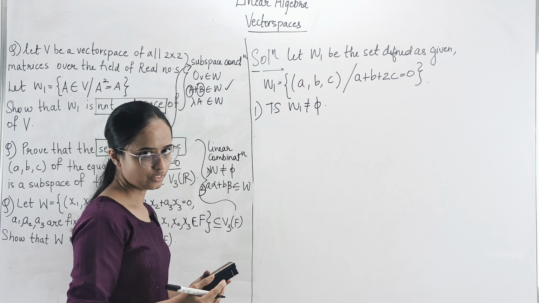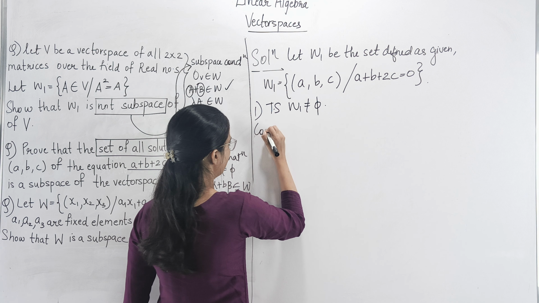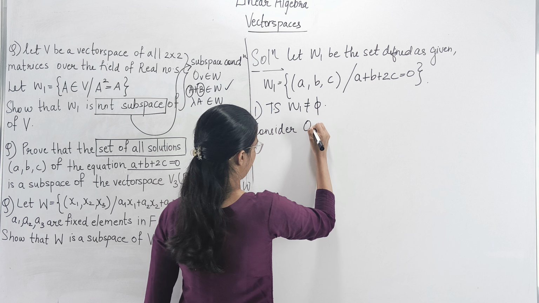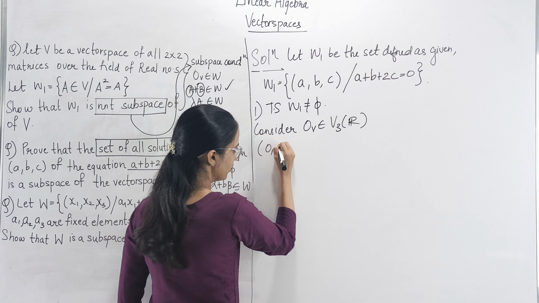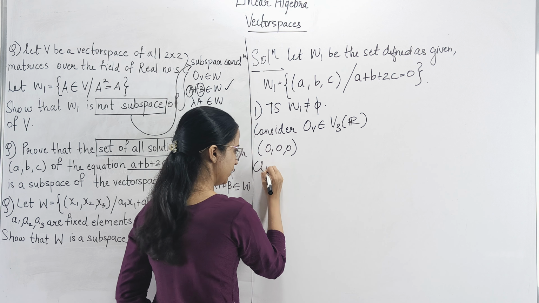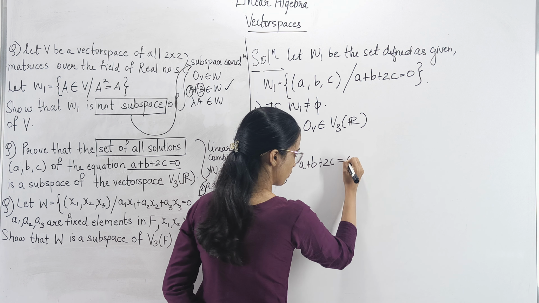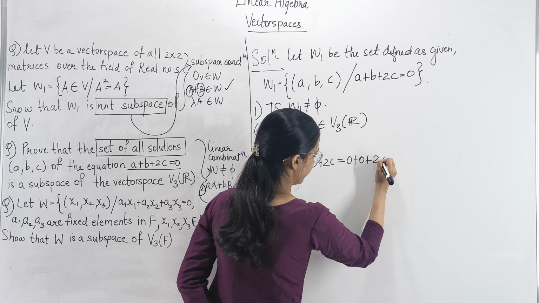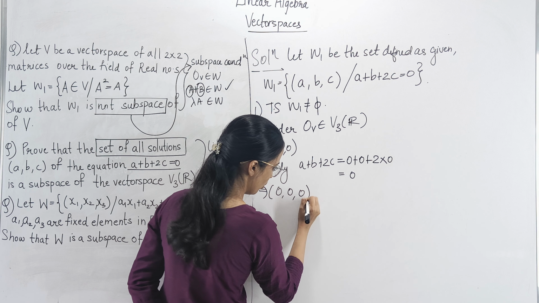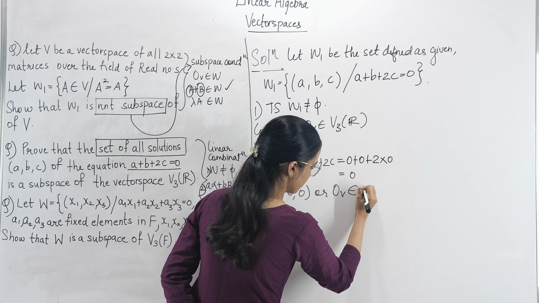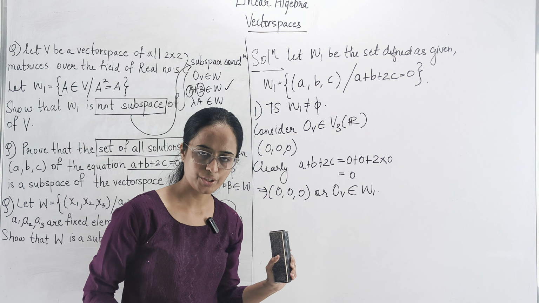So here it makes sense also if I take A, B and C as 0, right? So consider the 0 vector belonging to V3 of R. It is written as 0, 0 and 0. So clearly A plus B plus 2C, which in this case would be equal to 0 plus 0 plus 2 into 0, would be equal to 0, which implies that your 0, 0, 0, or I could say the zero vector belongs to your W1, because this condition is being satisfied by the zero vector.